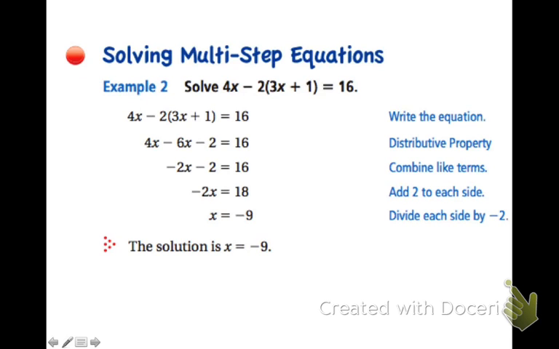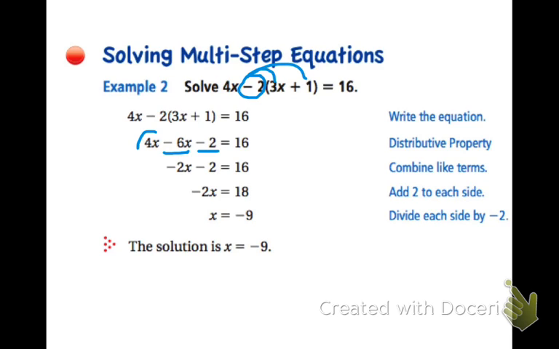The next thing we're going to look at are multi-step equations. The difference here is you can see the equal sign. So the first step is to clear the parentheses and then combine any like terms that you need to. It's pretty crucial for you to see that what you're distributing is a -2. That will help you be successful, because -2 times 3x is -6x, and -2 times 1 is -2.